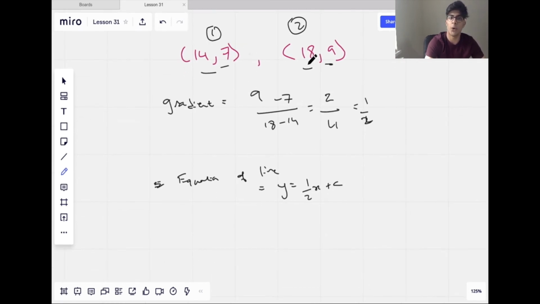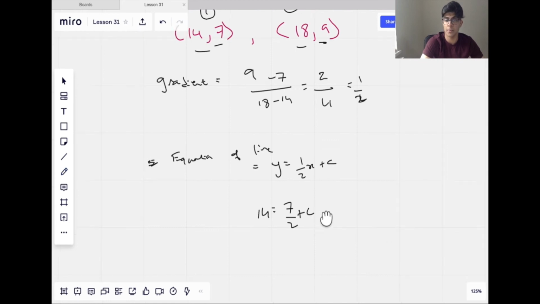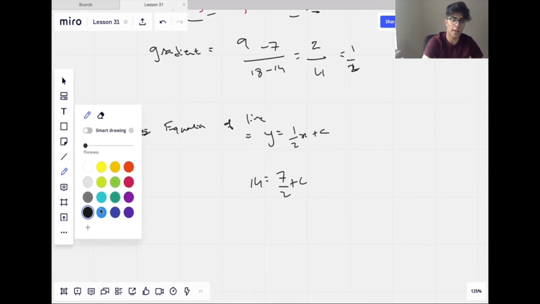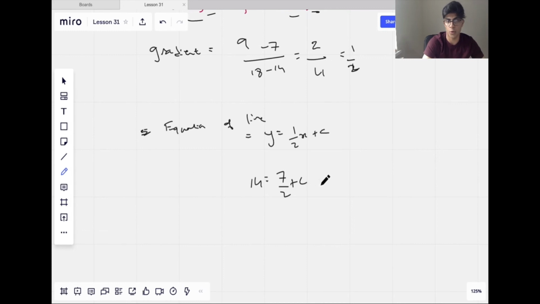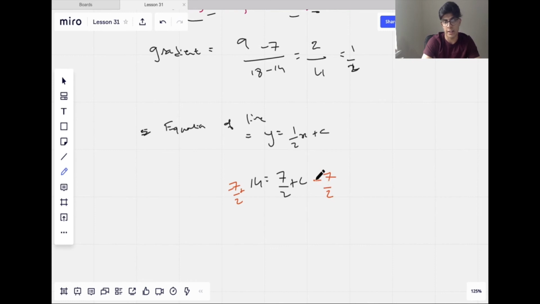We know both of these points have to satisfy it. So we can say 14 is equal to 7 over 2, so half times 7, plus c. If we minus 7 over 2 from both sides, the equation stays true, right? We've done the same thing to the left and to the right, so the equality stays there. So the right hand side just becomes c, because the 7 over 2 minus 7 over 2 becomes 0, and on the left we have 14 minus 7 over 2.